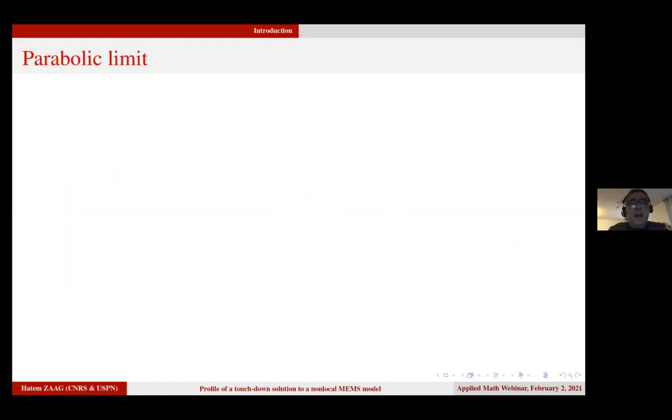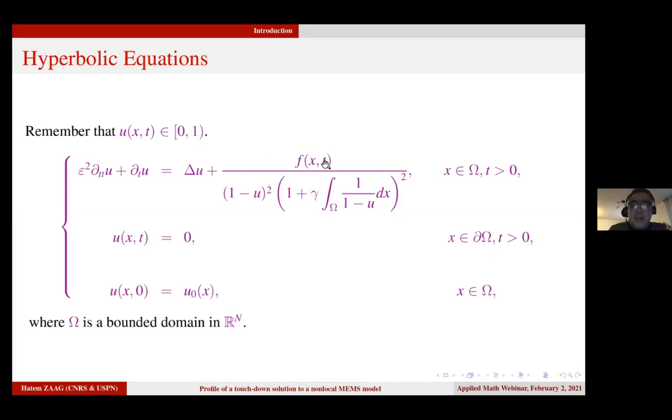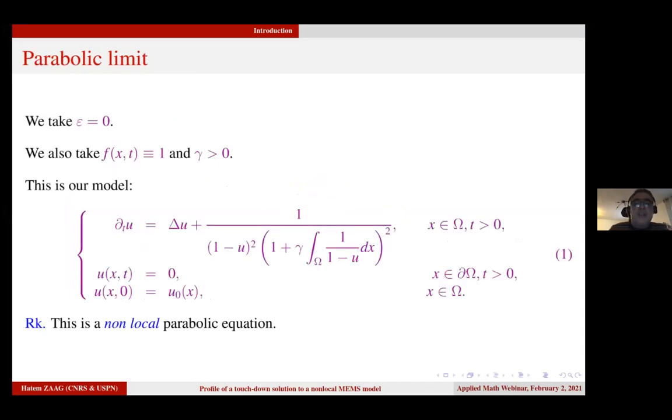Now I go, as I said earlier, to the parabolic limit when we take epsilon rigorously equal to 0. I also take f equal to 1, and gamma positive. In this case, this is the parabolic PDE that we end with. And once again, we have a non-local term. And this time, for initial data, we only need one initial data for U0. Remark, this is a non-local parabolic equation, and this is the difficulty, in fact.